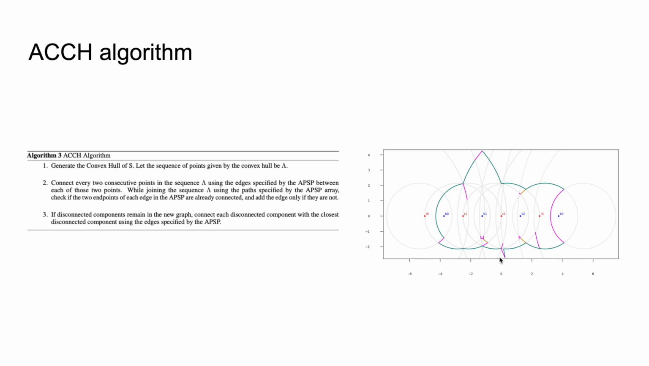And in case we have some disconnected components, for example, after creating the convex hull, this particular set of edges here was disconnected, we connect them using the APSP yet again to the convex hull path that was initially generated. The yellow lines that we see here are those extra edges that are being added to connect these disconnected components.